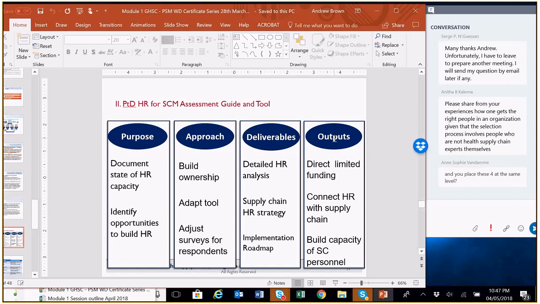So the outputs of this assessment help you to direct limited funding. Funding is not available for everything, and to some of the key activities. To connect human resources with the supply chain. Often human resources is the last thing that is looked at in a supply chain, but it should be one of the first. And the outputs also help build the capacity of supply chain personnel who not only participate in the assessment, but the outputs of the activities that are suggested from the assessment also help to do that.